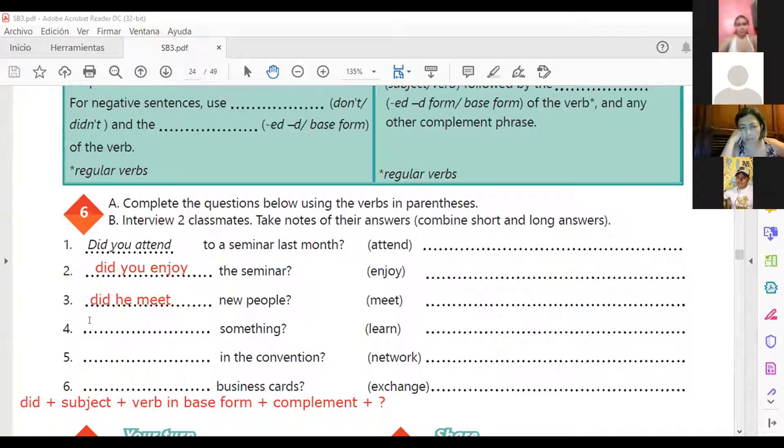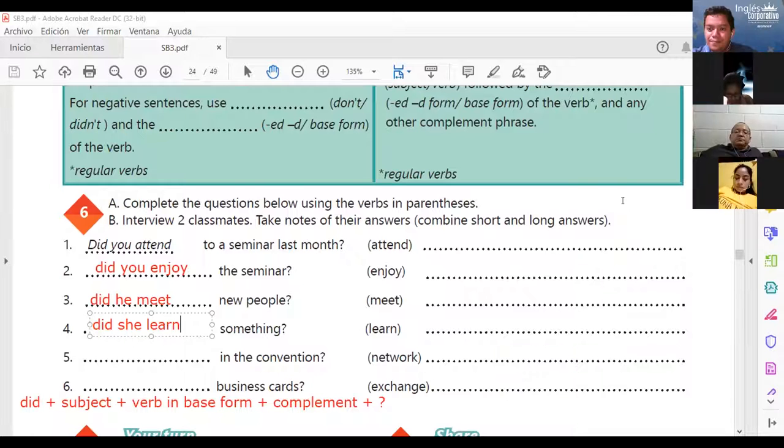Did he learn something? Repeat again, Natalie. Did she learn something? Yes, something. Okay. Let's see. Did she learn like this? ¿Así lo tiene? Natalie?